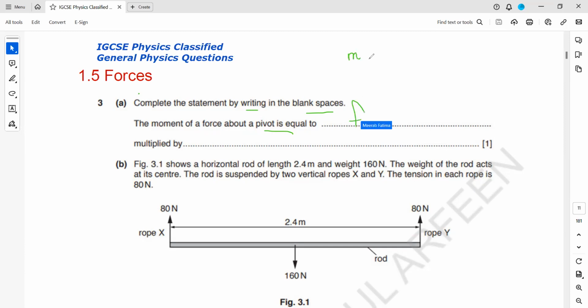How do we calculate a moment? So moment is force multiplied by perpendicular distance from the pivot. Good. No need to erase. You can keep it. So it is force multiplied by perpendicular distance.